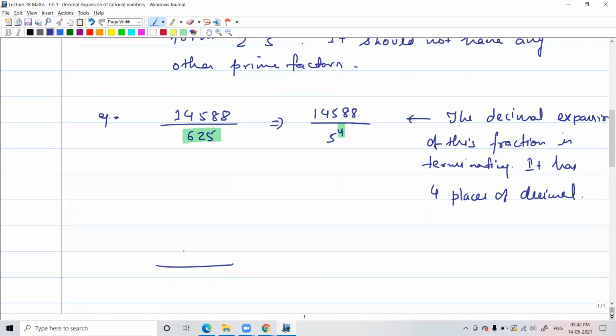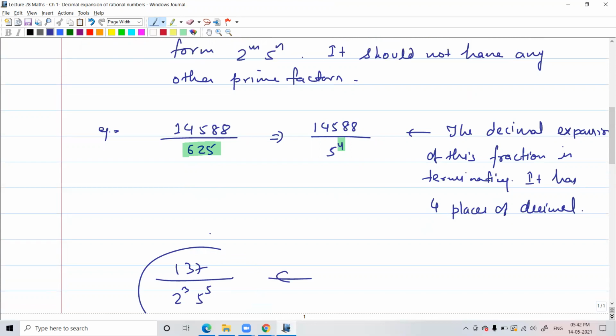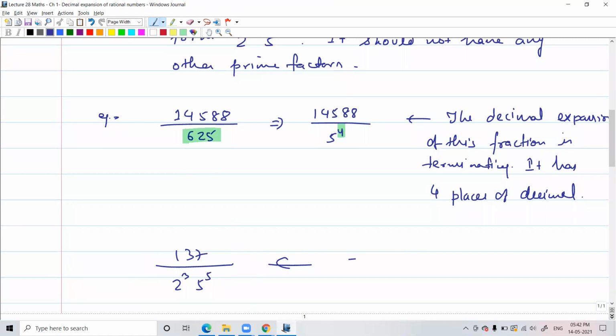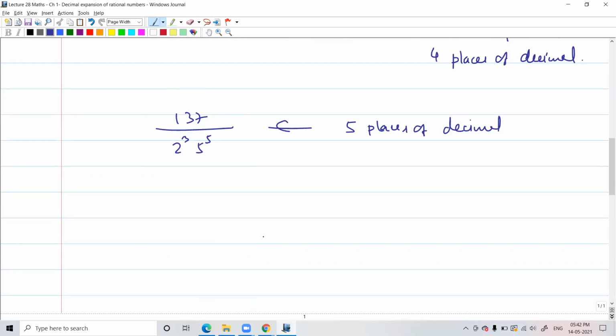So if there is some fraction, like let's say 137, there is a 2 to the power 3 and 5 to the power 5. So how many places of decimal will be there in this? 5. Yes, it will have 5 places of decimal. You can check it. Convert this to decimal quickly. 0.0137.